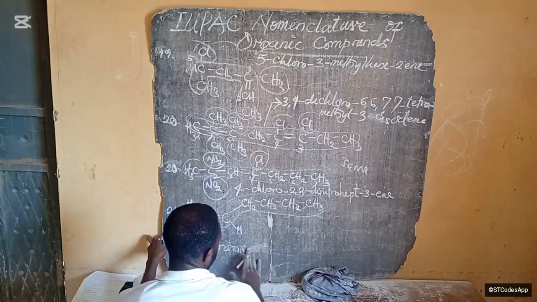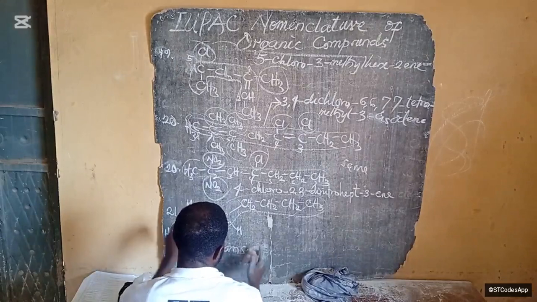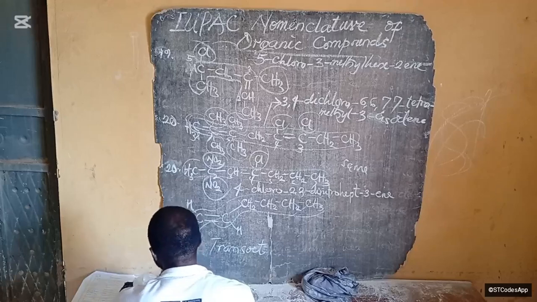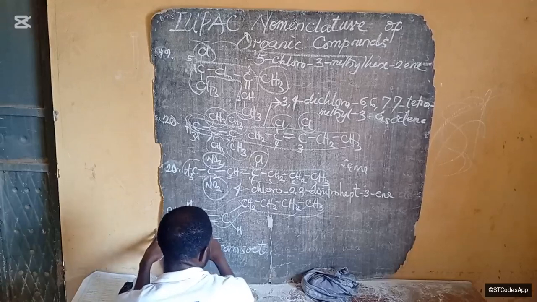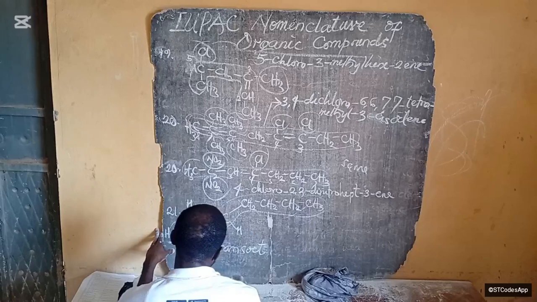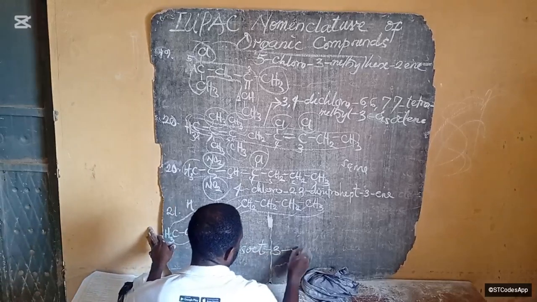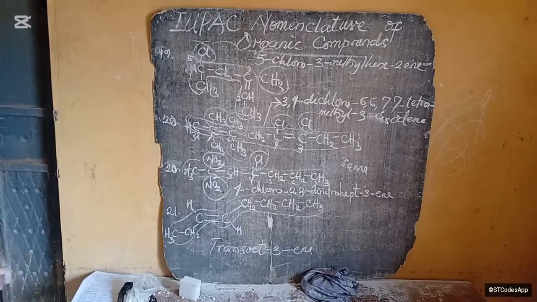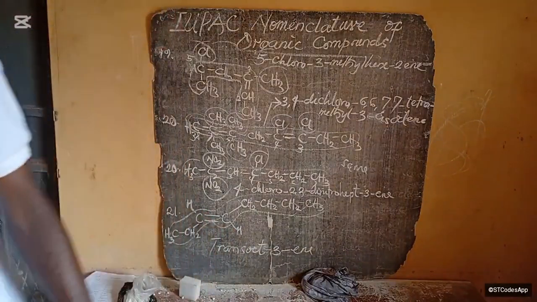No, there is no dash there. Is that okay? Trans oct, one, two, three. Trans oct 3. That's a simple name. Trans oct 3. Okay. So that's that. Let's move further.